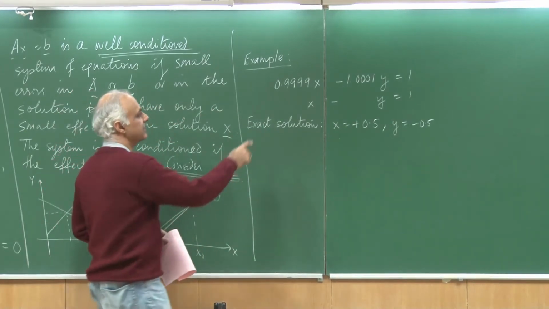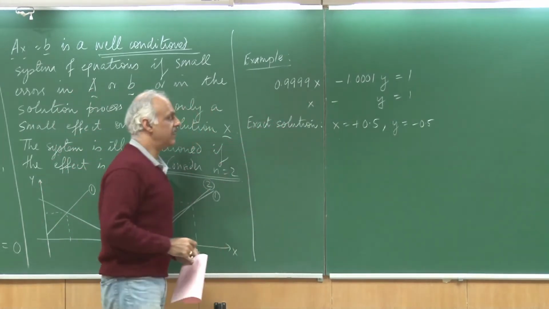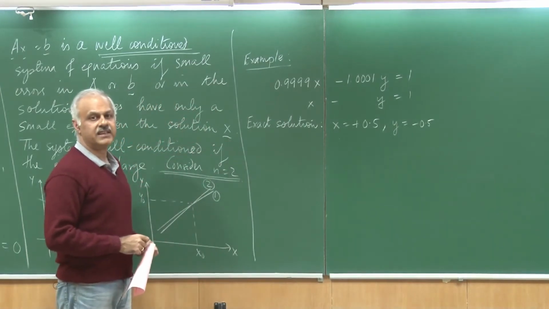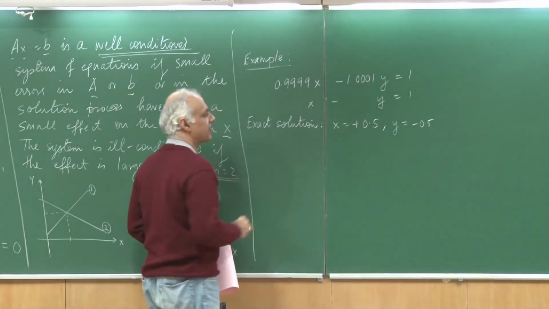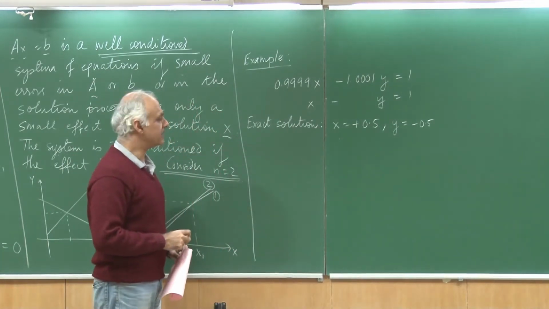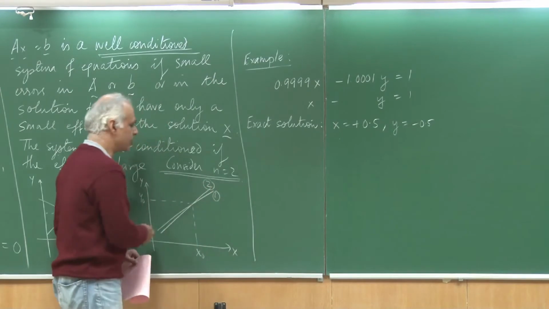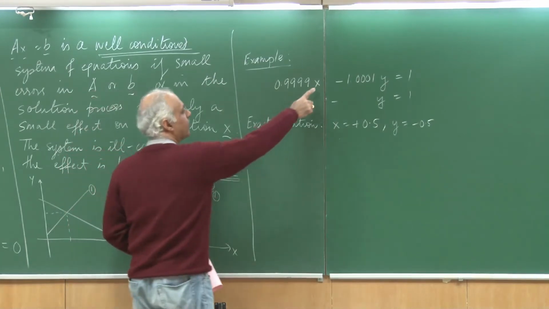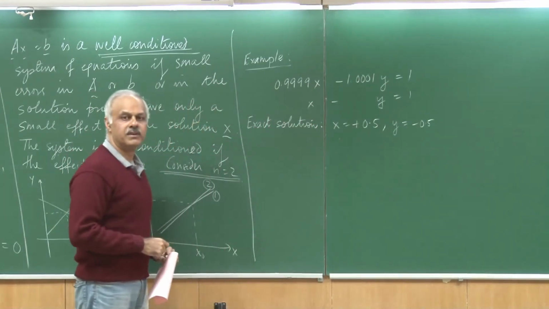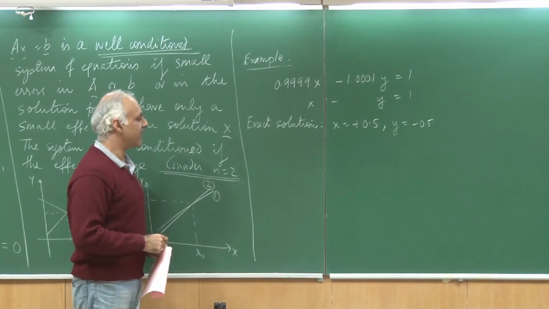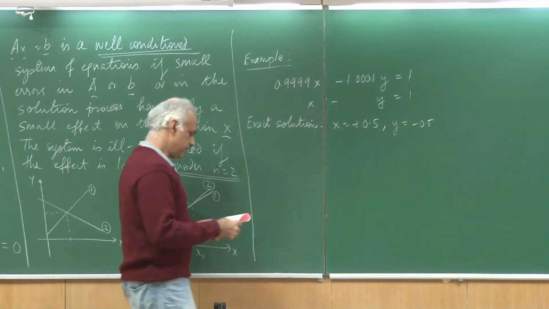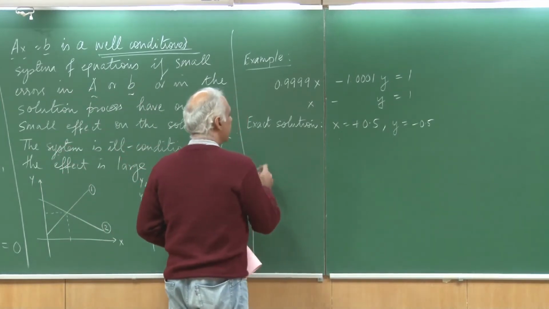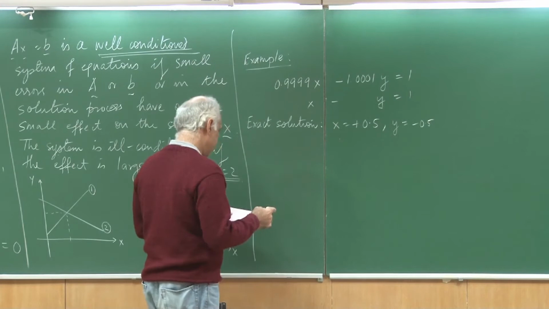In fact, notice that these two lines have a slope which is very close to 1. In fact, the slope of this line, the second one, is exactly 1. So it is at an angle 45 degrees to the x axis, and the other one is also a very similar slope, just a little bit different than that. So it is really an example of this situation. Let me now give you another system and compute the solution to that.